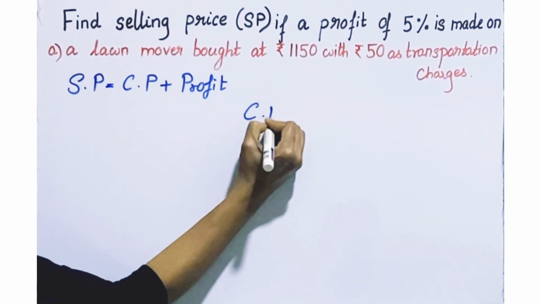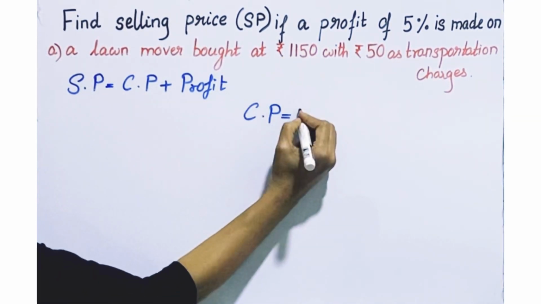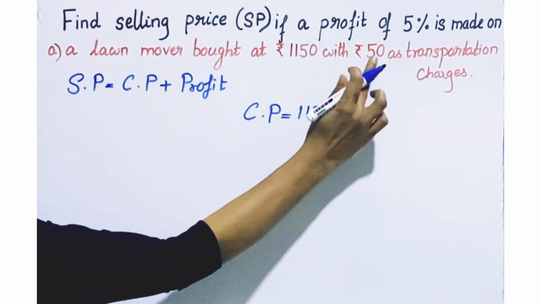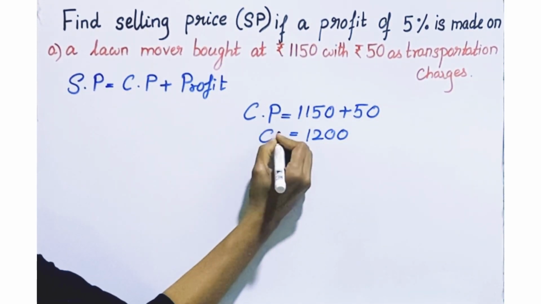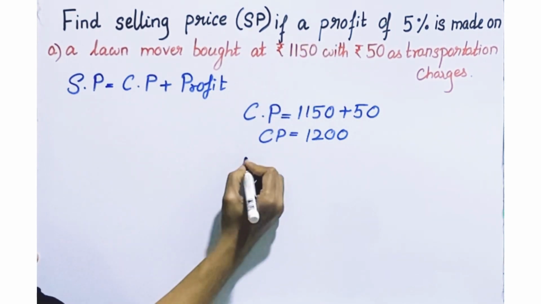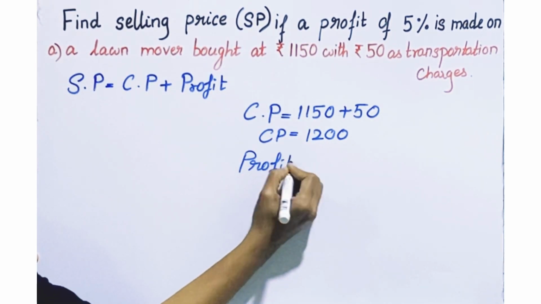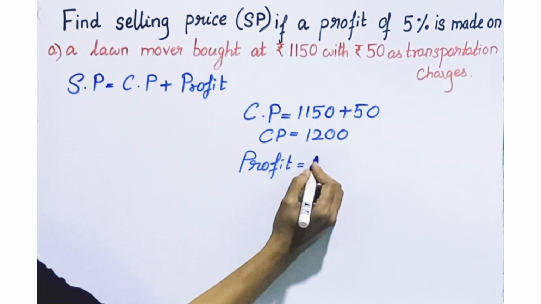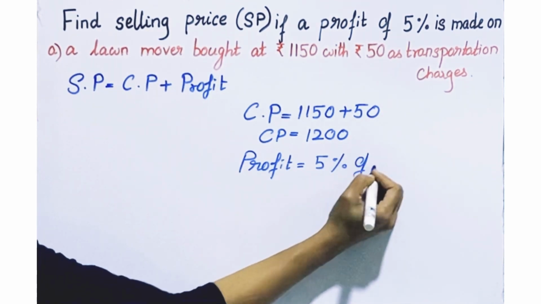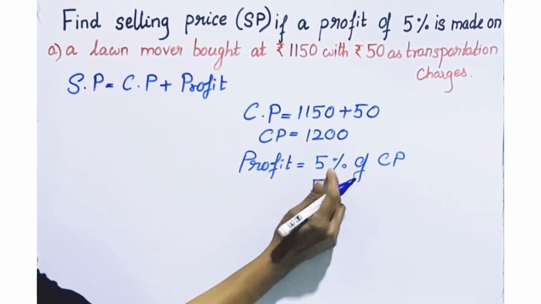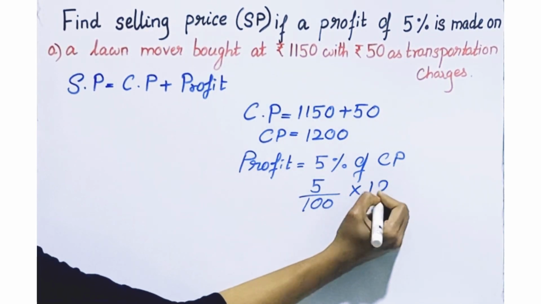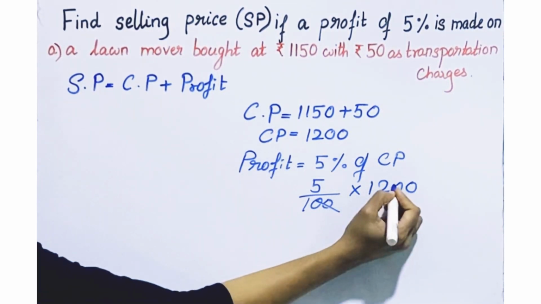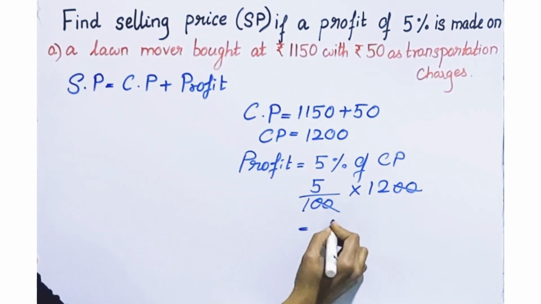In this question, a lawnmower is bought at 1150 rupees with 50 rupees transportation charges. So the cost price will be the addition of 1150 plus 50, which is 1200 rupees. And the profit is calculated as 5% of the cost price, which is 5% of 1200 rupees, which is 60 rupees.